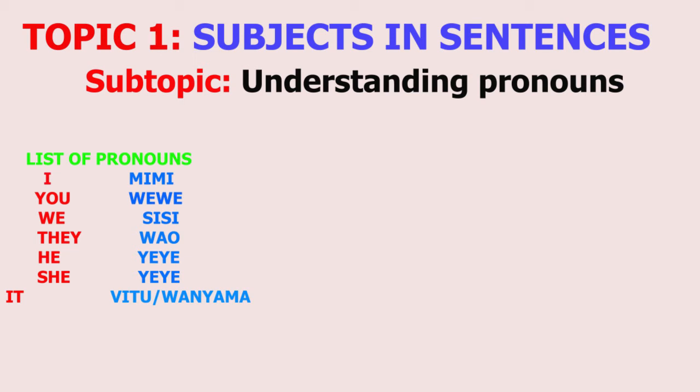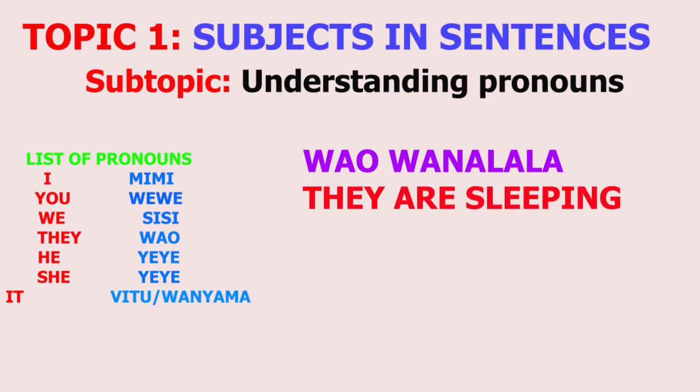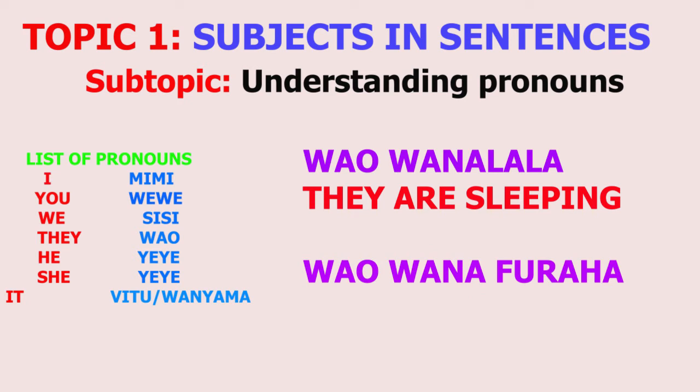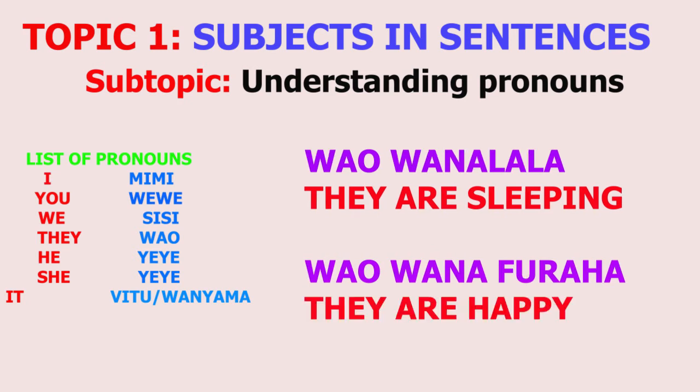Another pronoun is they. This pronoun means wao, as we have said. So if you want to say wao wanalala, for example, you are going to use they, because they is wao. So you'll be saying they are sleeping. We start also with they. Or you want to say wao wanafuraha. We are going to say they are happy.